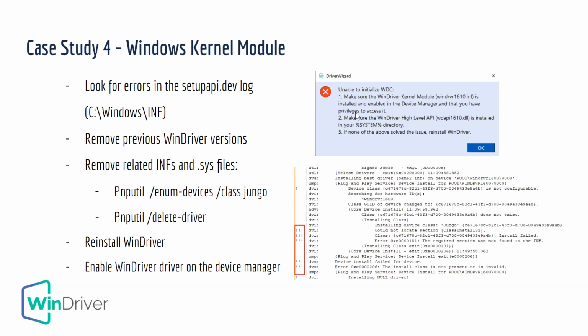As I said, we have instructions in our documentation for how to upgrade the WinDriver version. Remove related INFs and sys files, either with PNP util, which we talked about, or in Device Manager from the class Jungo, and delete the drivers that can interfere with the runtime of the WinDriver. Then reinstall WinDriver on a clean computer and enable the driver in the Device Manager.